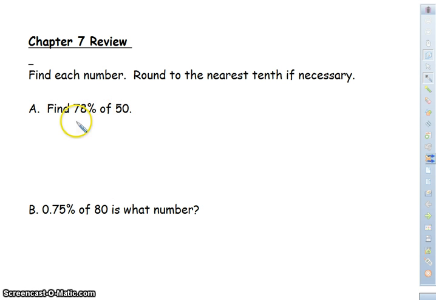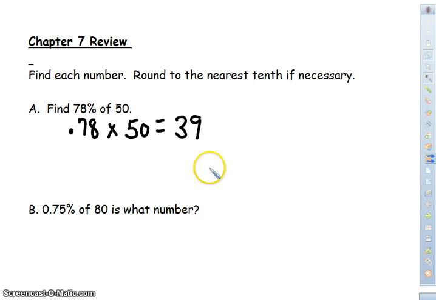Alright, 78% of 50. Again, first thing you must do is change the percent to a decimal. Of means times 50. So you're going to simply take 0.78 times 50 and you get 39. That's it. That's your answer. Nearest tenths if necessary, not necessary in this case.